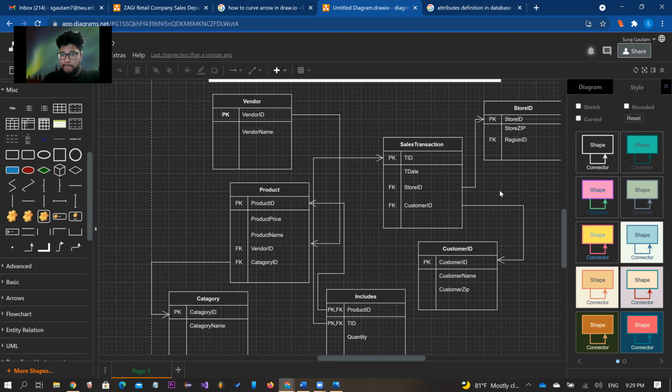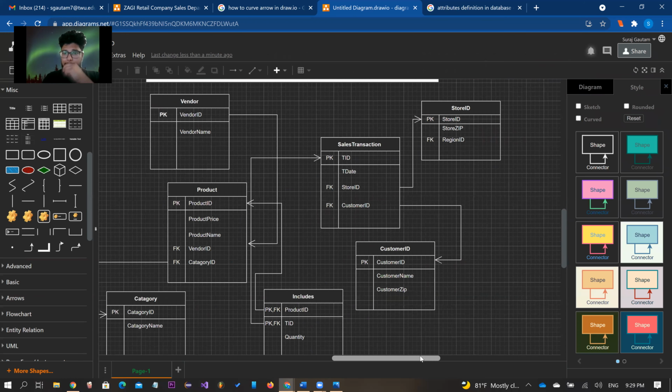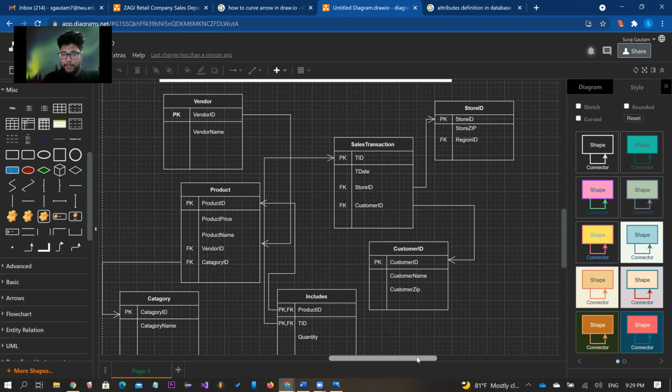Then person ID is, so sales transaction also includes, basically, the sales transaction primary key, which is transaction ID. After that, we have two foreign keys in sales transaction, which are store ID and customer ID, that help store the value of the store that it was purchased from and the customer that purchased any product, basically.